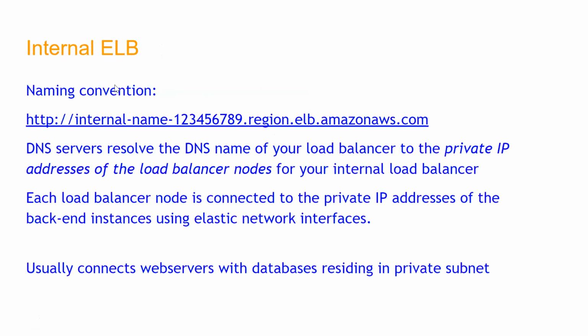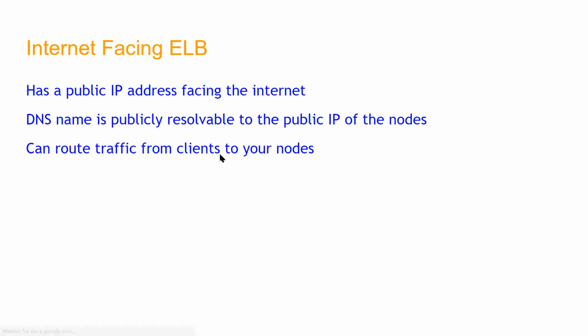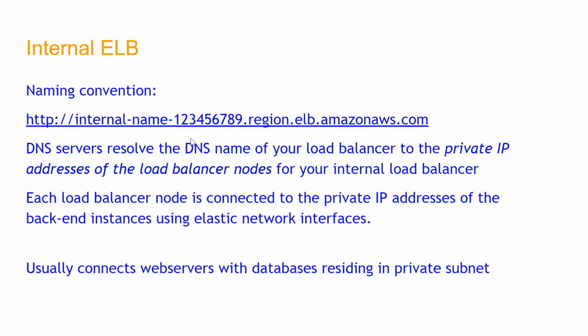But for internal facing, a simple difference if you want to understand: internet facing is kind of a public subnet, where your DNS is directly able to resolve to the public IP of the node. Remember, every EC2 instance which we create has got two IPs. One is public and another one is private. So in case of internet facing ELB, you know the public IP address of the node. And in case of internal ELB, the DNS server resolves the DNS name of your load balancer to the private IP address of the load balancer.